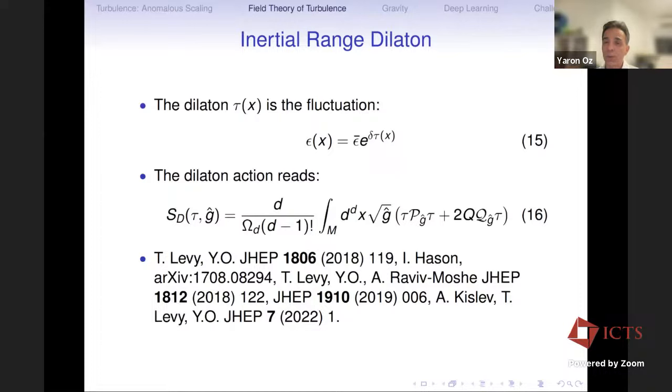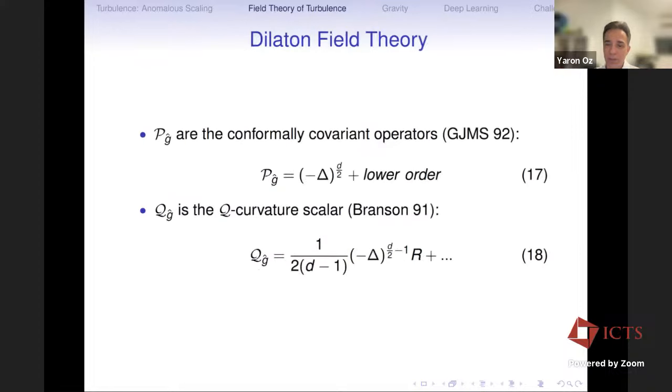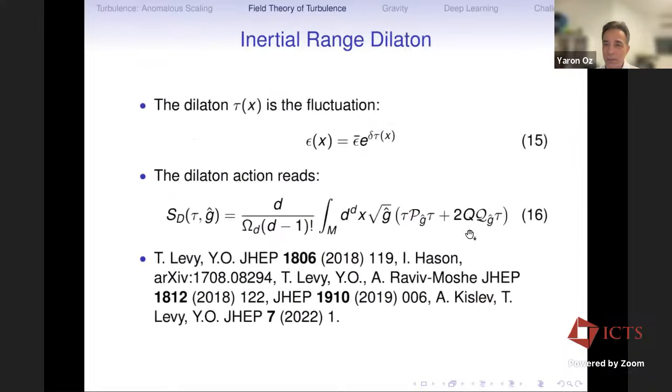Now, those of you who know the solutions to two-dimensional quantum gravity will recognize that I'm doing something very similar. The Kolmogorov mean field theory is like the conformal field theory, and the gravity is this Dilaton. So now, just to let you know, this is known in the conformal field theory community as the GJMS operator. It's a conformally covariant operator.